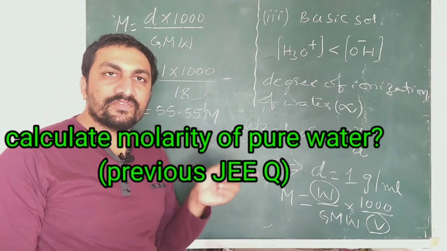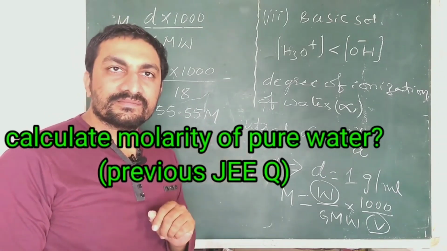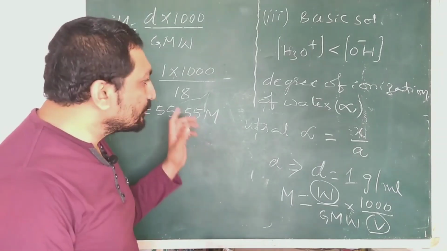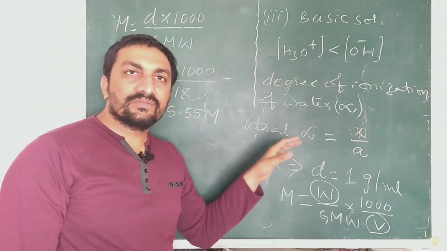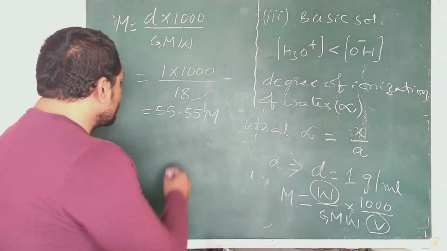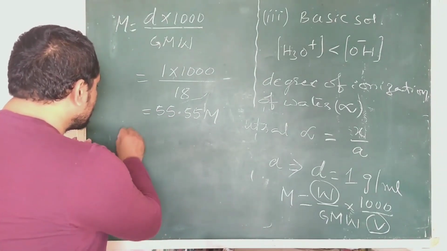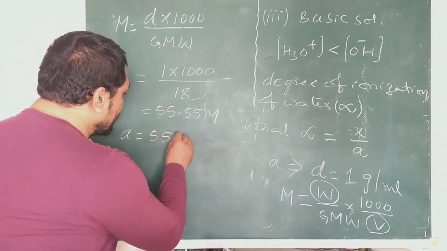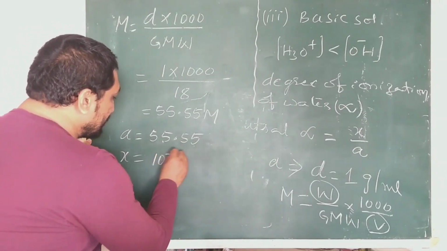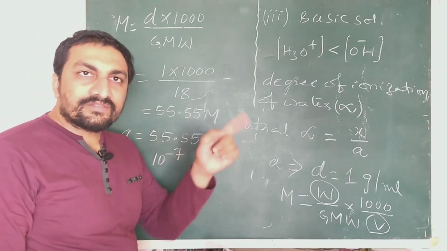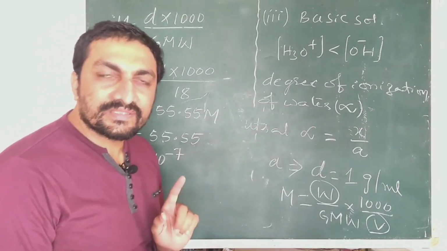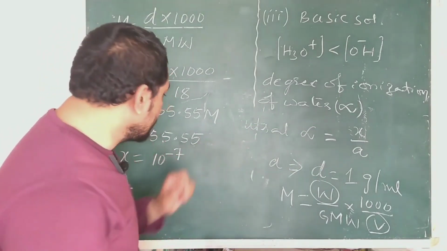So this is the initial moles. So we got A. Now A is equal to 55.55. Molarity means moles per liter. Therefore the initial moles A is equal to 55.55. Now x equal to 10 to the power minus 7. Where did I get 10 to the power minus 7 from? Let us take the previous equilibrium. From there we can get the value of 10 to the power minus 7.